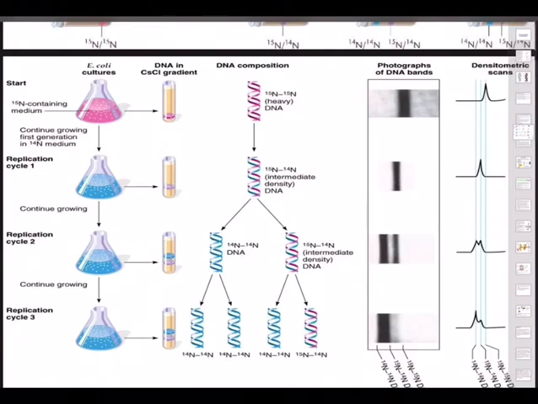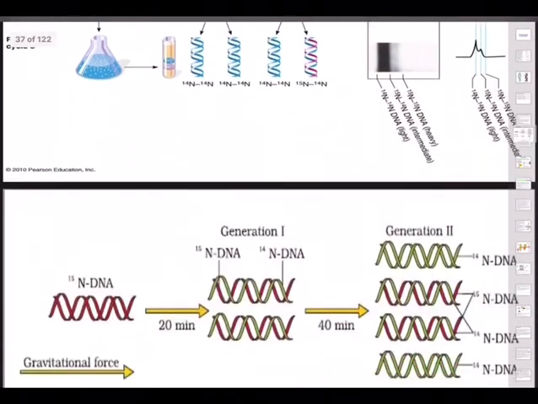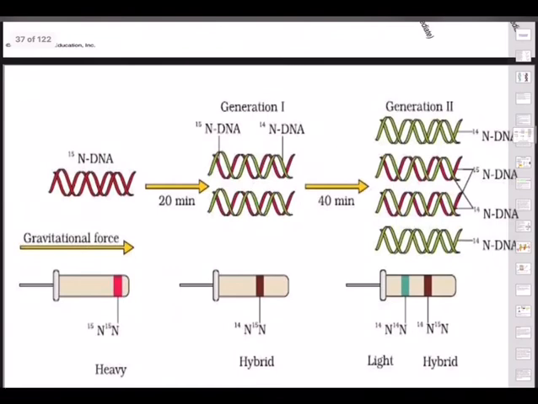When the replication cycle starts and the culture is done in 14 nitrogen, in the first generation you have got a blend, that is intermediate density DNA, 15N and 14N. When you go for replication cycle 2, in the same culture continuation and in the presence of cesium chloride, the DNA is gradient, and we get two DNAs. One is lighter DNA, 14N, 14N, both strands. Another is intermediate density, one strand 14N, another strand 15N.